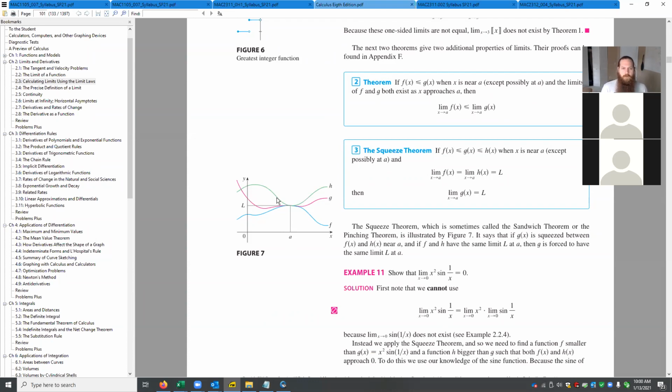But if there's some other function h that is bigger than your guy, and some other function f that is smaller than your guy, and you know that both of those functions go to the same value as x goes to a, then you can deduce that your function g must also go to that same value. And we have an example down here.